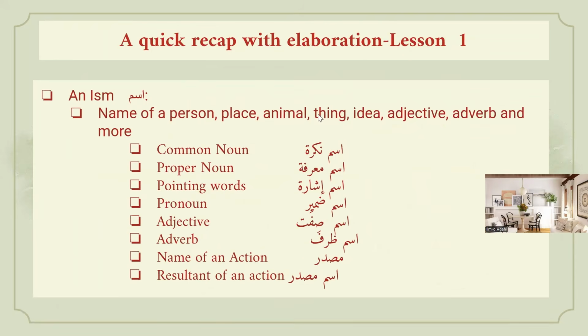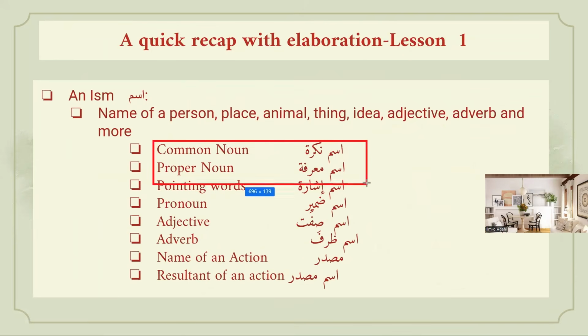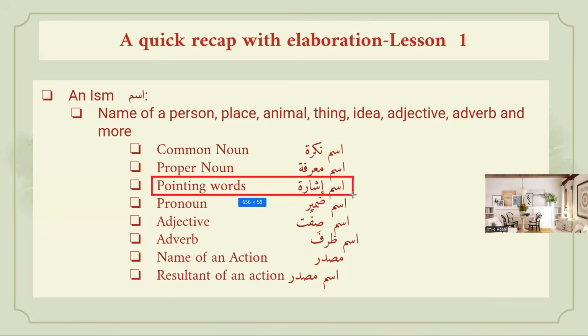How many in ism? We just learned there are three types of words: ism, fail, and harf. In ism, we saw that all nouns are ism, common noun, proper noun. Common noun ism nakra, proper noun ism marfa. And then there are pointing words like this, that, those, these. So these types of words are called ism ishara in Arabic, and they are ism. The same way, pronoun he, she, it, you, I, they, we, something like these kind of words. These are also ism, and they are called ism zamir.